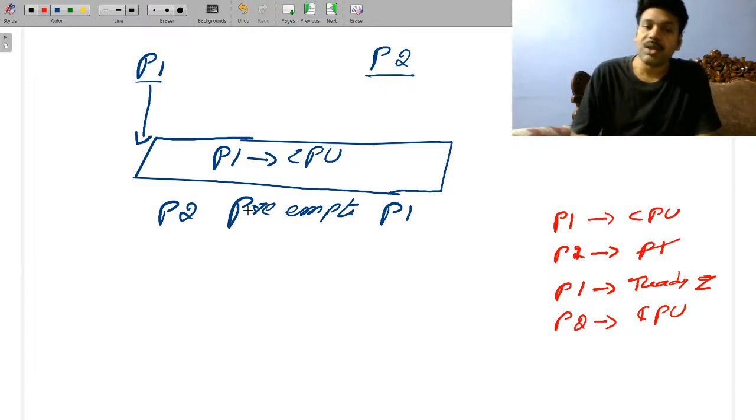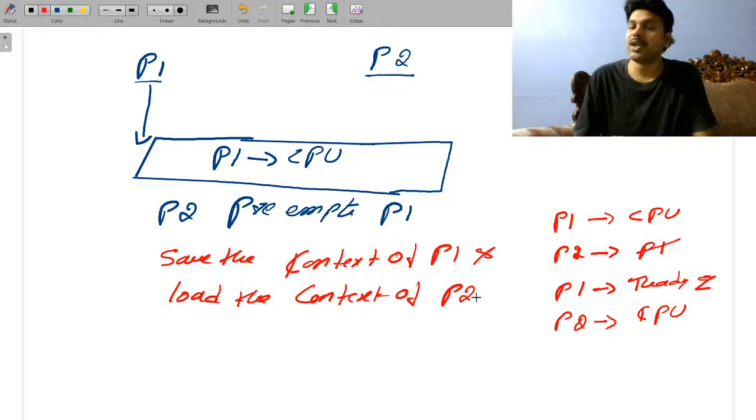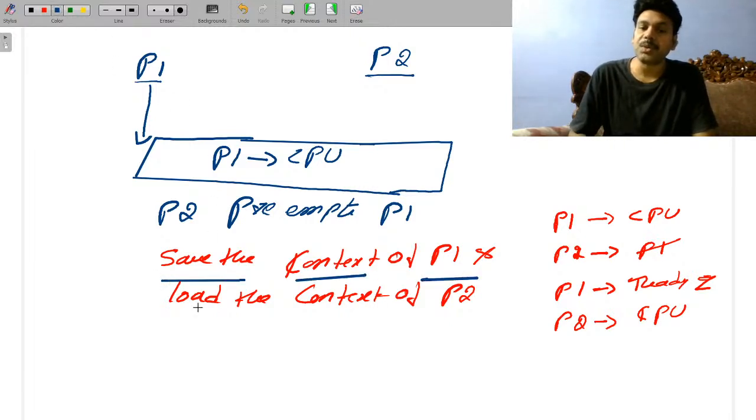Therefore, what do we need? We need to see this very carefully. When P2 preempts P1, you need to do two things. What is that? Save the context of P1 and load the context of P2. This is very much important. Why save the context of the old process and why load the context of the new process?